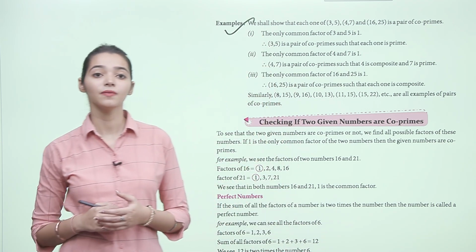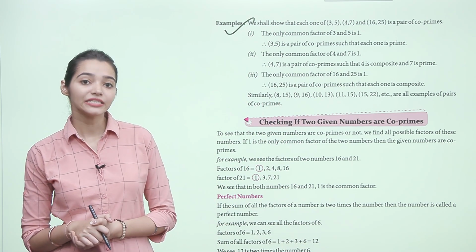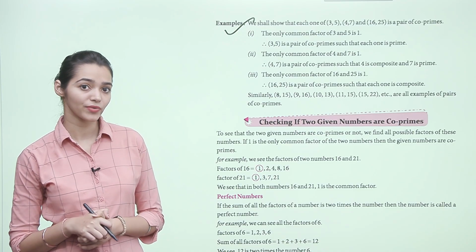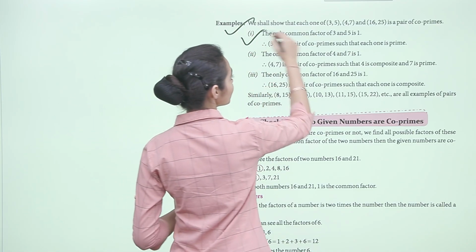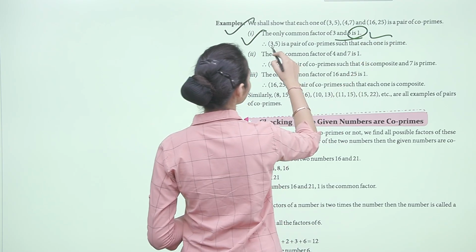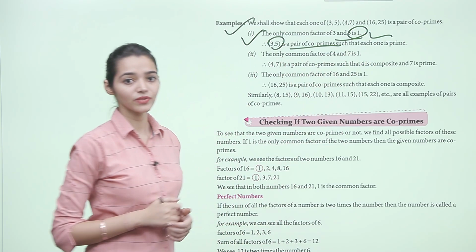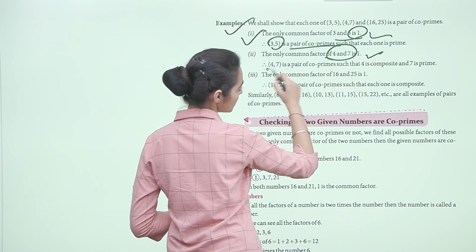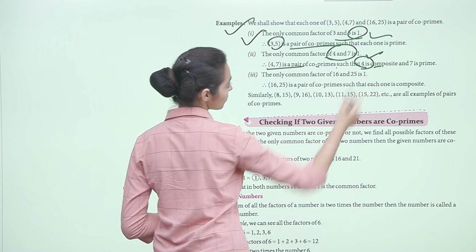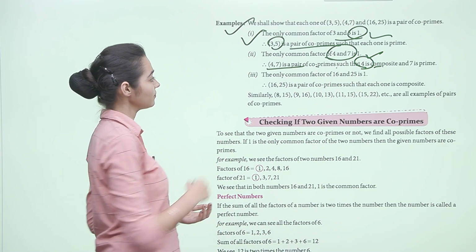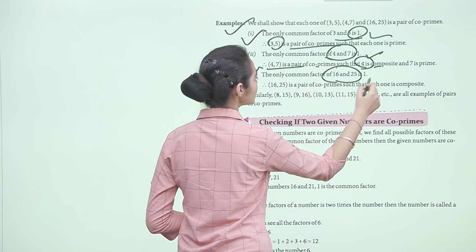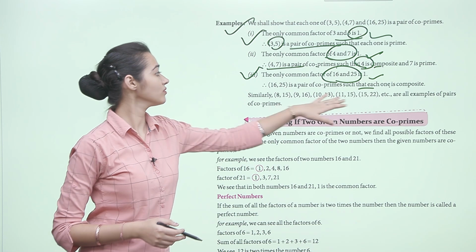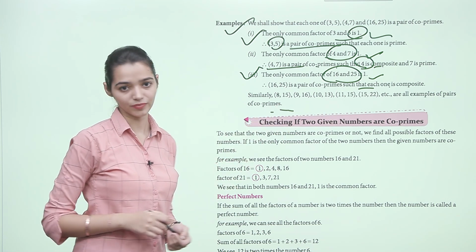Here is our example. We shall show that each of 3, 5; 4, 7; and 16, 25 is a pair of co-primes. The only common factor of 3 and 5 is 1, so 3 and 5 is a pair of co-prime. In the second one, the only common factor of 4 and 7 is 1. It is a pair of co-prime, where 4 is composite and 7 is prime. In the last one, each number is composite. Similarly, all of these are also pairs of co-prime numbers.